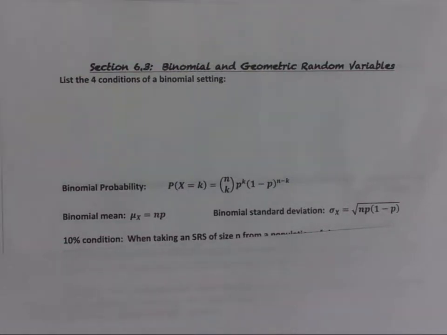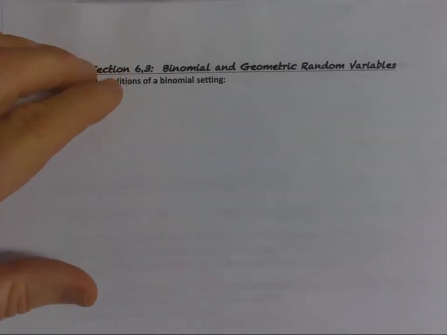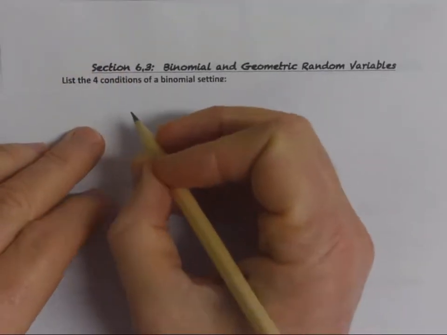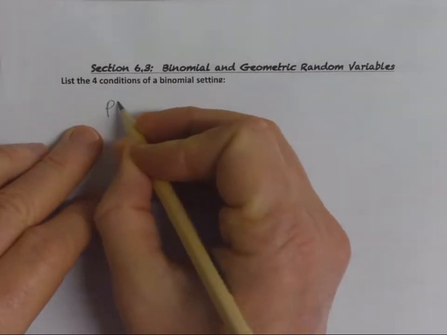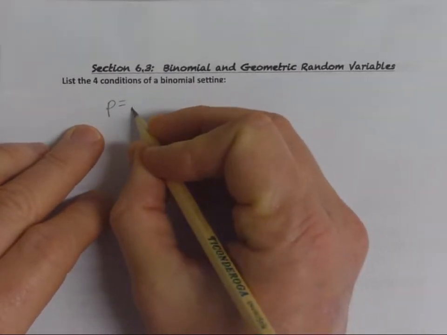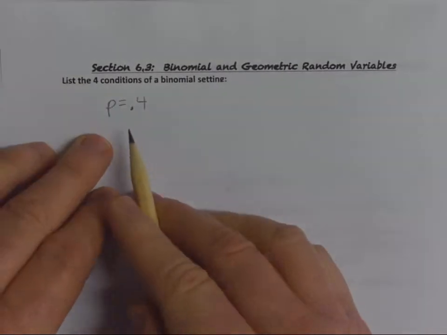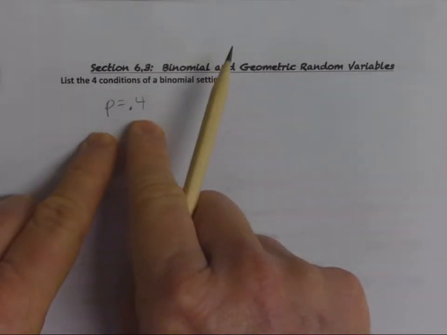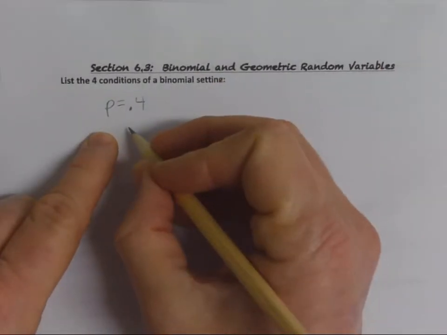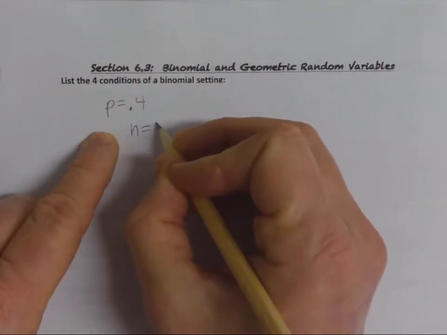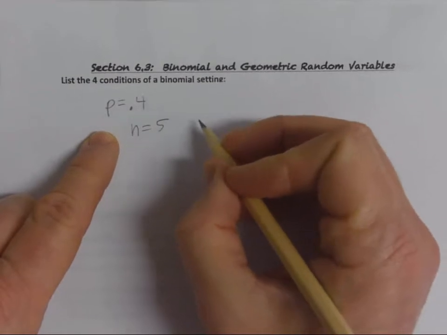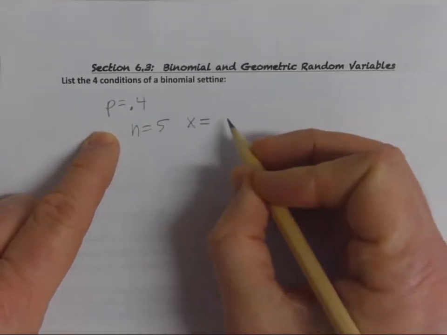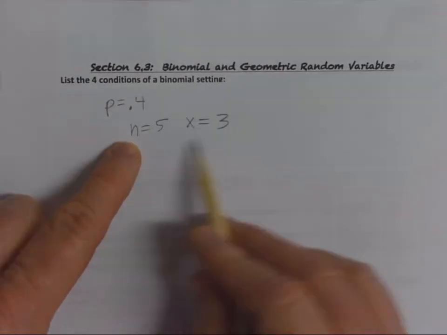We'll now talk about section 6.3, which is binomial and geometric random variables. A binomial situation is when you've got, in essence, a proportion, a probability. Let's say you've got a scenario where 40% of people in a town own a house. Then it'll say if you take a sample of 5 of the people, what is the probability that 3 of them out of the 5 own a house.